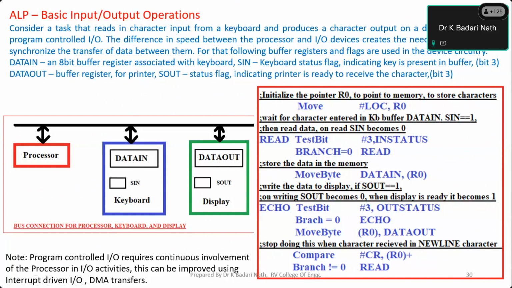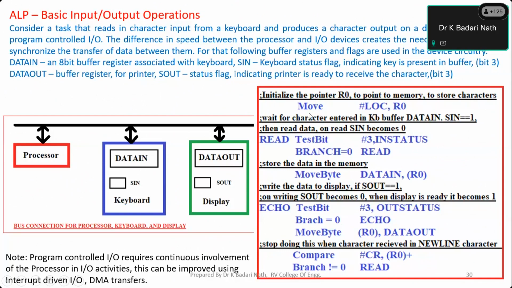So the processor should keep checking the status in flag to find out whether data is available or not. Whenever the flag is 1, it is an indication to the processor that the data is ready. You can read the data from the data in register. So now we will do that portion here.